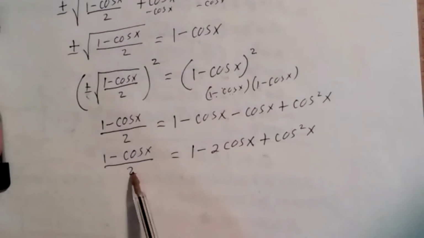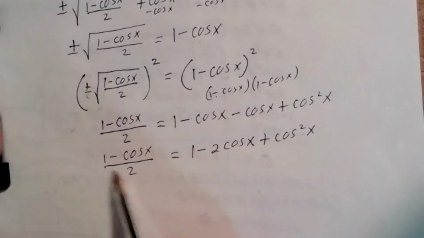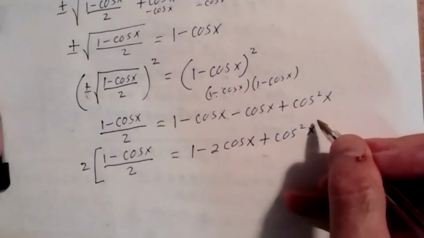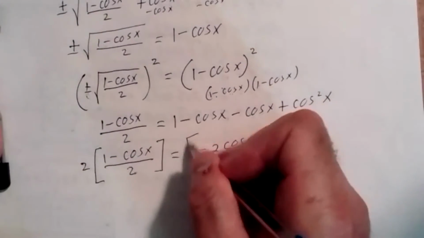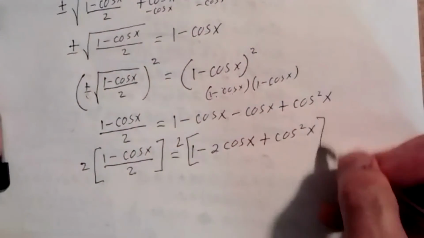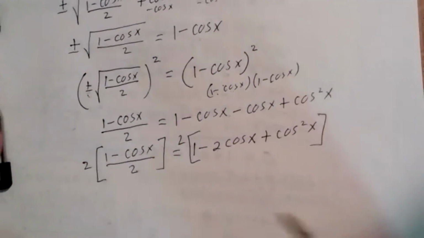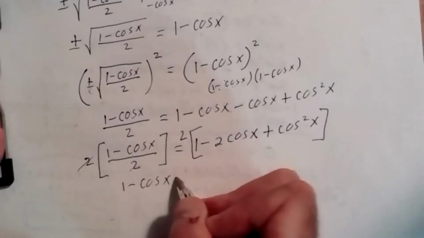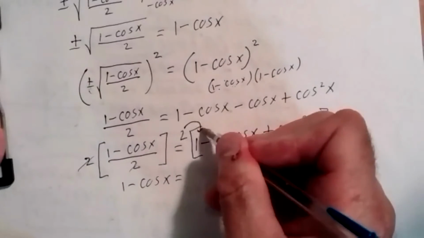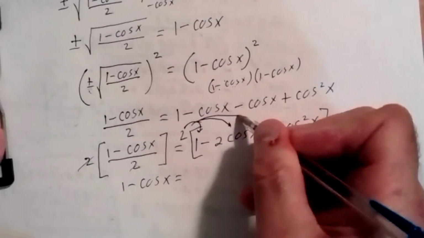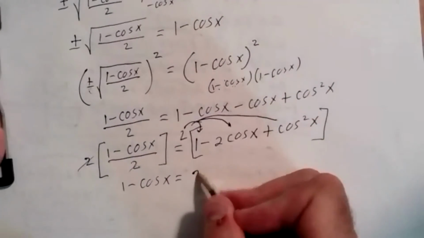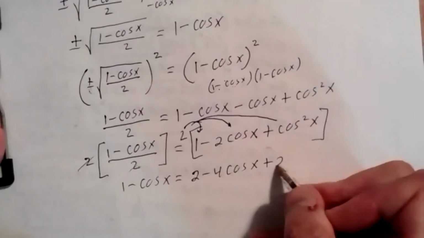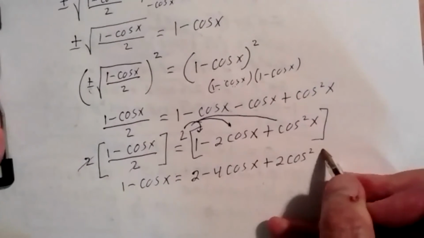Let's get rid of this fraction here, and we can do that by multiplying both sides of our equation by 2. Got to multiply the left side by 2 also. These 2's cross cancel out, leaving you with 1 minus cosine x. On the right side, this 2 distributes into all of these terms. So we'll have 2 minus 4 cosine x plus 2 cosine squared x.